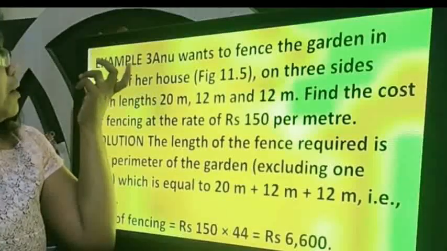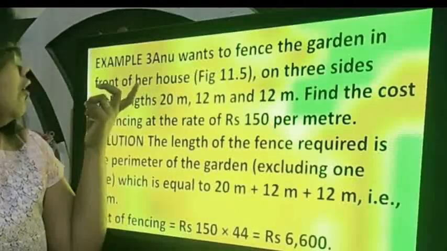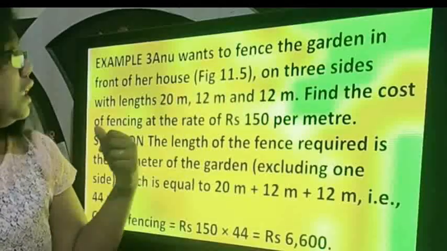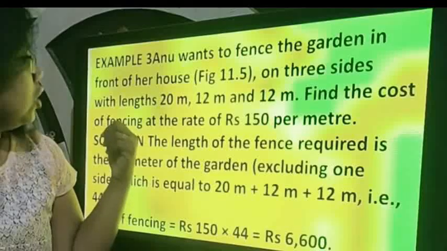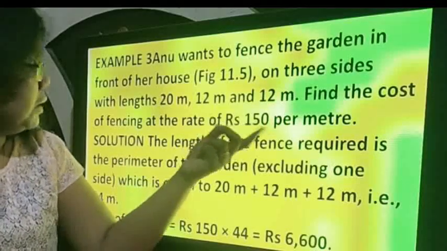Now next, example number 3. Anu wants to fence the garden in front of her house. On 3 sides the lengths are 20 meter, 12 meter and 12 meter. Find the cost of fencing at the rate of 150 per meter.